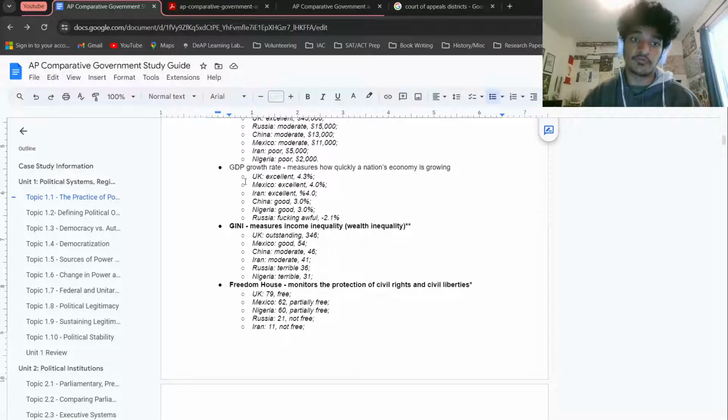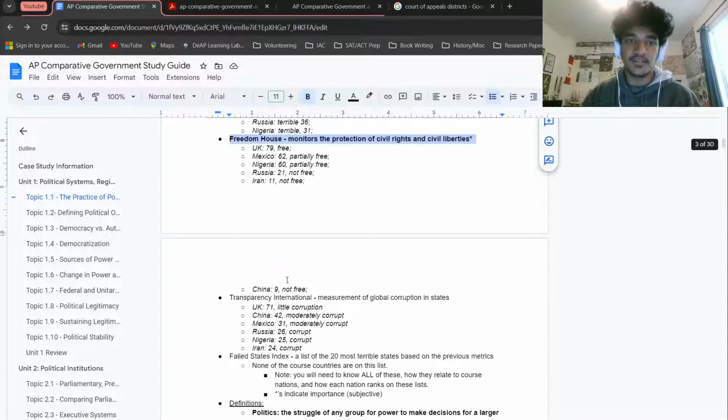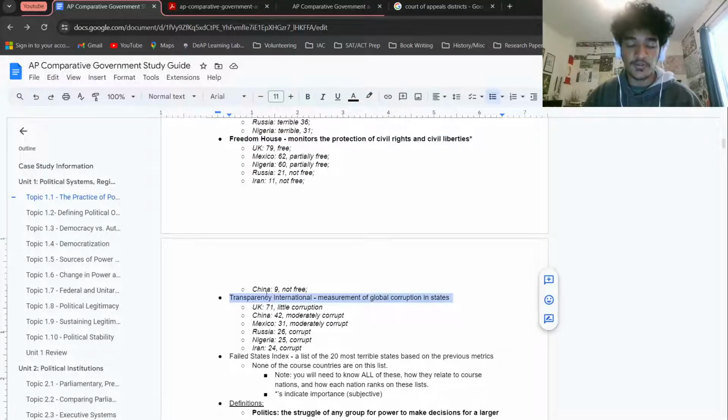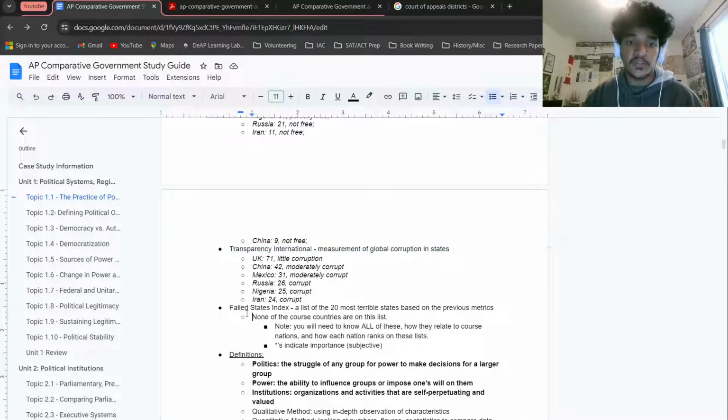GDP per capita, how rich is your nation? GDP growth rate, how fast is your country's economy growing? GINI, how separated is your rich from your poor? Freedom House, how tyrannical is your government? If that's a word to use. Transparency International, how corrupt is your government? Failed States Index, how terrible is your government?